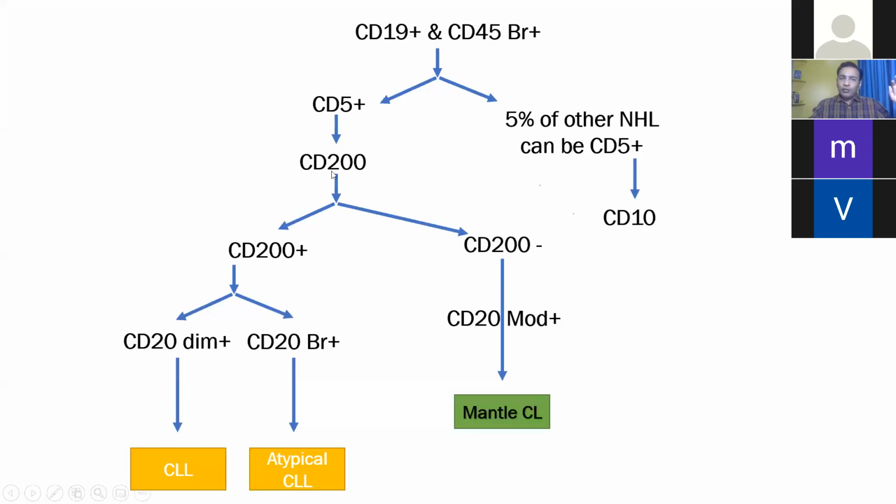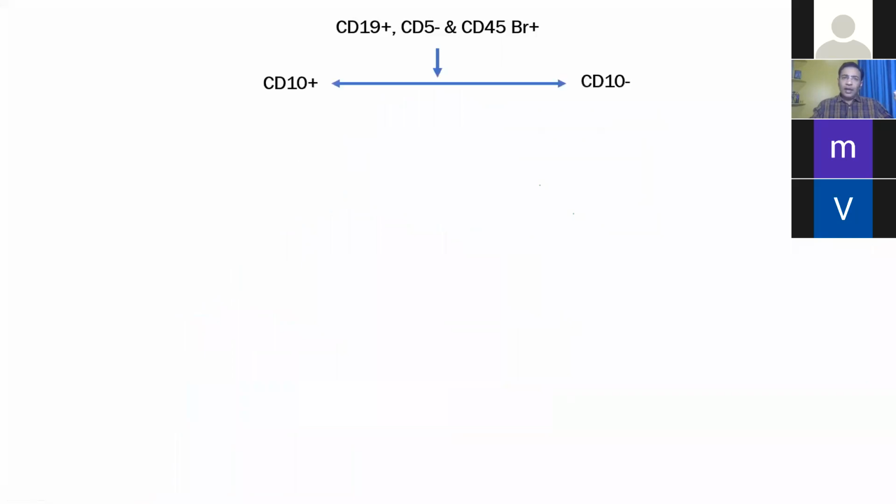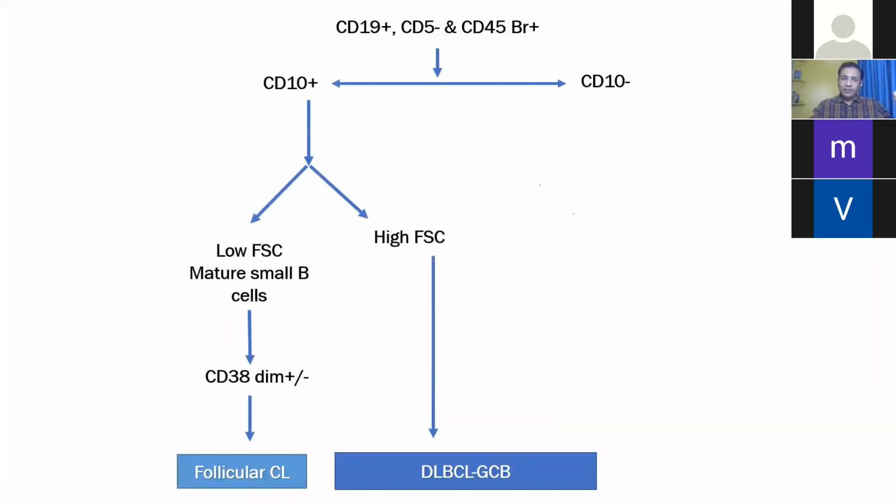Yeah. So CD5 positive, CD200 positive, CD20 dim or weak is CLL. CD5 positive, CD200 positive, CD20 nicely positive, moderate or bright, is atypical CLL. If CD5 positive, CD200 negative, but CD20 positive, mantle cell lymphoma. You can confirm with cyclin D1 by IHC. Okay, I'm moving to the next slide. Yeah, great. Next slide also, I'm just repeating.